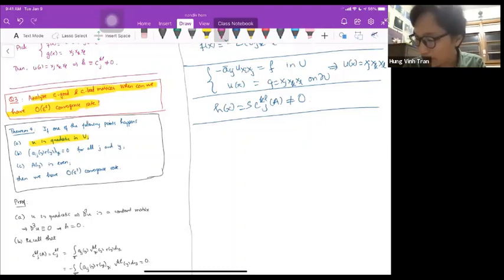So the first point is obvious, right? Because if U is quadratic, that means that d square of U is constant, right?